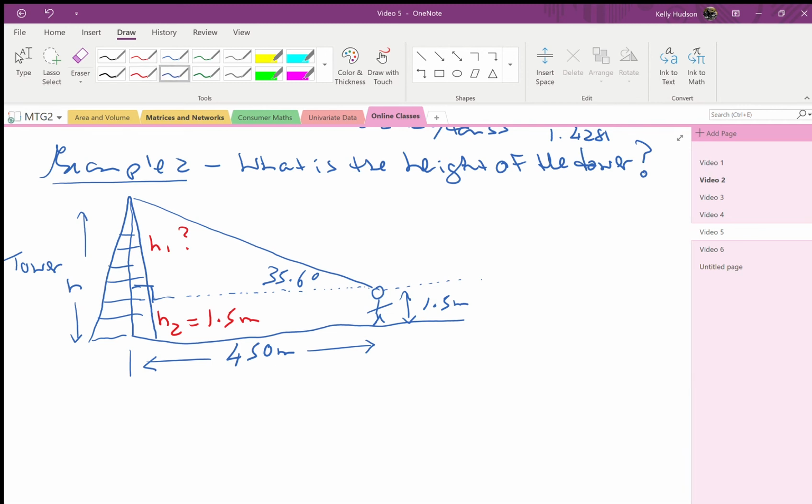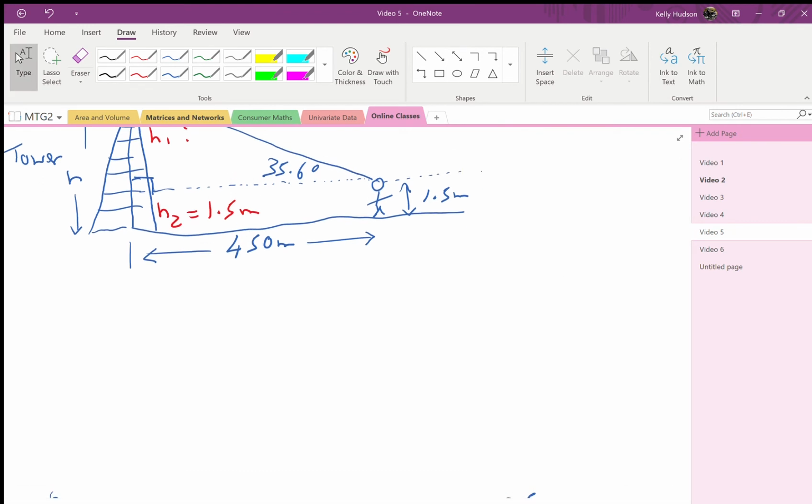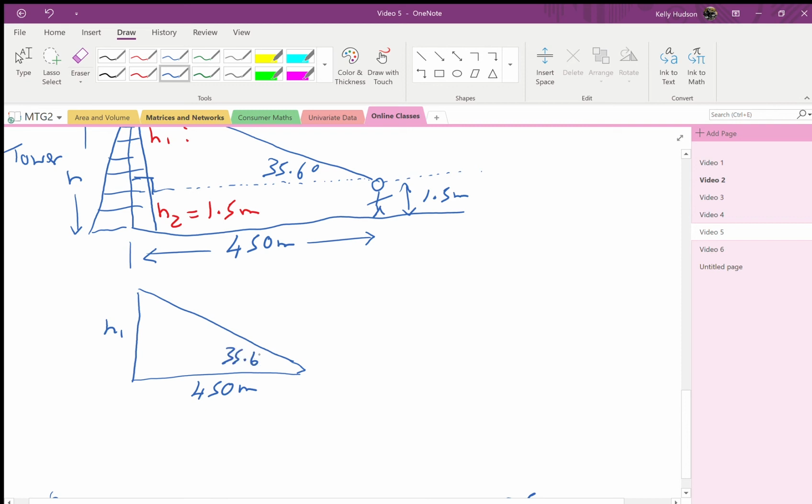Okay, so let's just redraw that again. I'll redraw it as a triangle. So here's my tower, here's my person over here. This is 450 metres. My h1 is the height that I'm trying to calculate, and I've got 35.6 degrees.